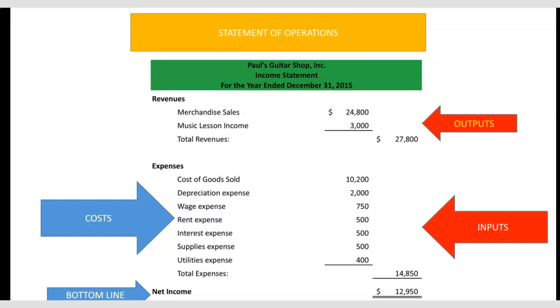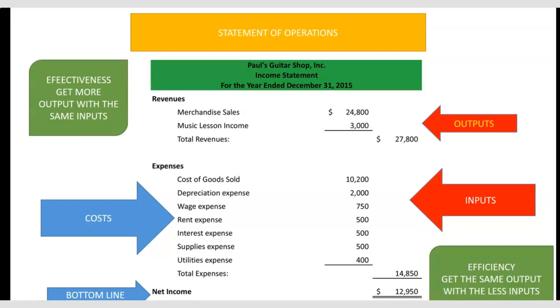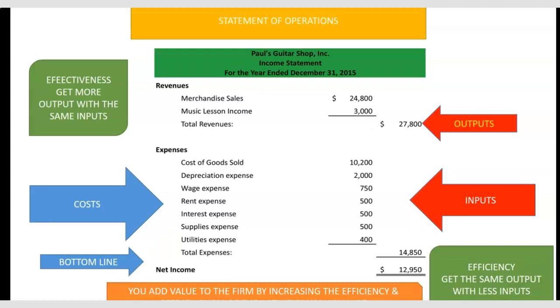So when that is clear, then you can see that efficiency is defined as getting the same output with less inputs. So you're becoming more efficient if you can achieve the same output with less costs. Or you can become more effective by achieving more output with the same inputs. That's the definition of effectiveness. And I did not spell that right, so I'll have to change this. It's effectiveness. Okay, so you become more effective by achieving greater output with less input. And that's your goal in adding value to the company. You add value to the firm by increasing the efficiency and the effectiveness of the activities you manage.